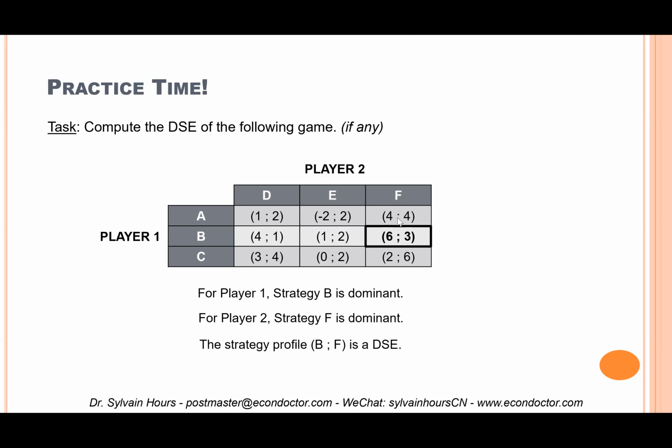And for player 2, strategy F is always better than E, and F is always better than D. Okay, so same thing, F is a dominant strategy for player 2. Therefore, player 2 will always play strategy F. And at the end of the day, we can conclude that BF is a dominant strategy equilibrium. Okay, cool. All right, questions?